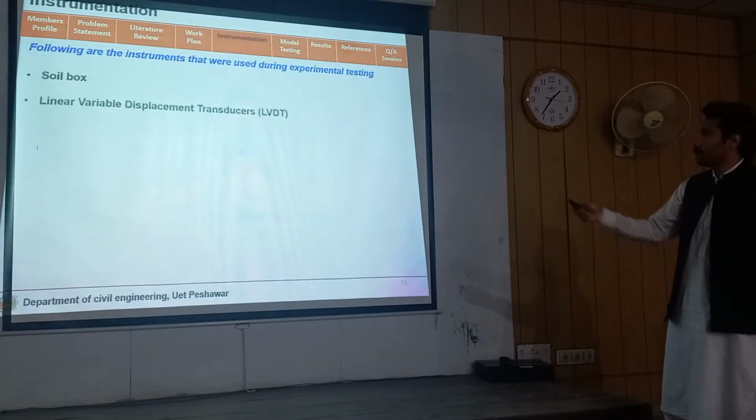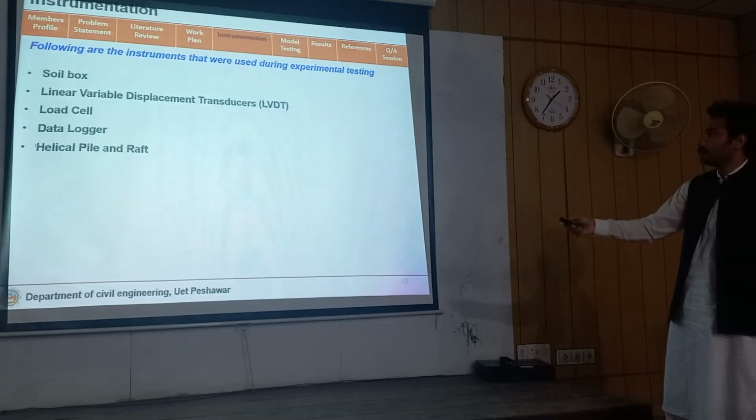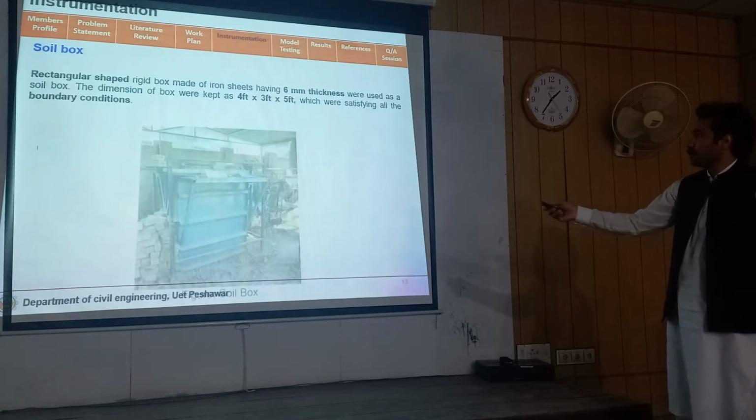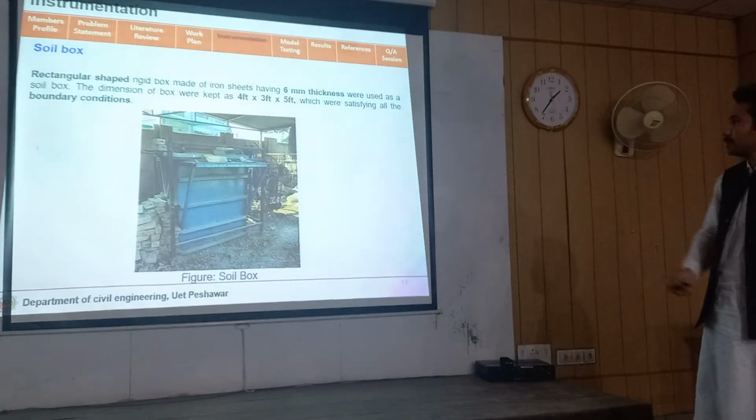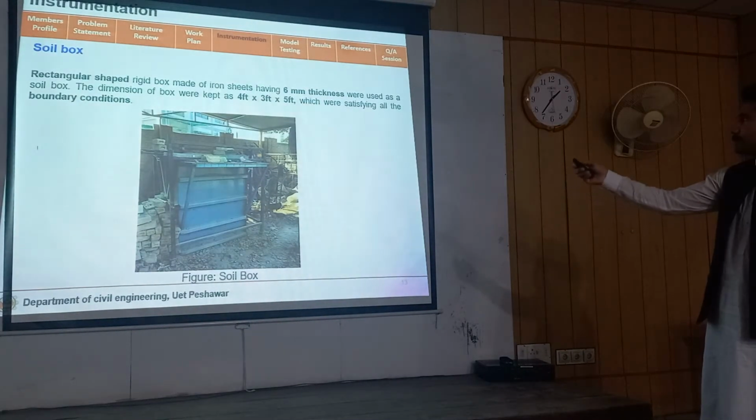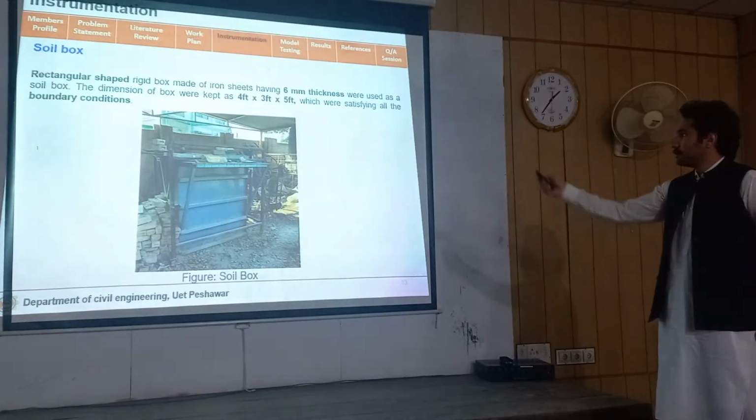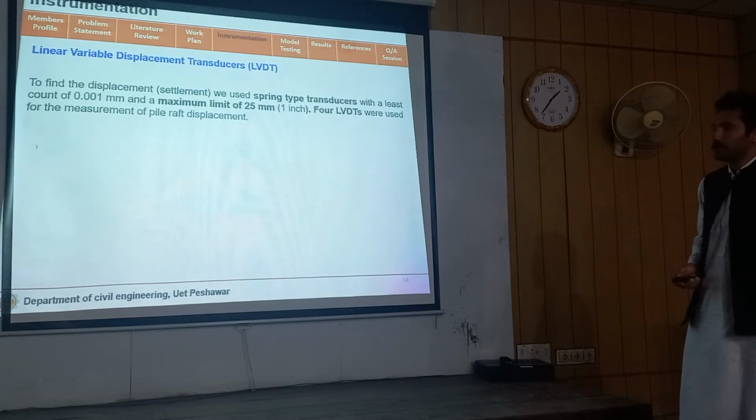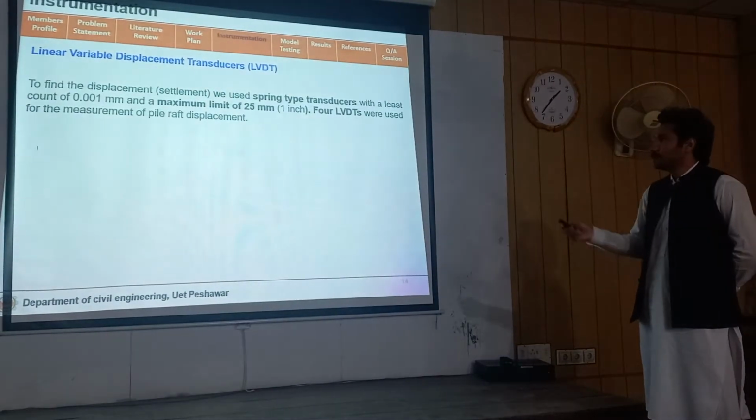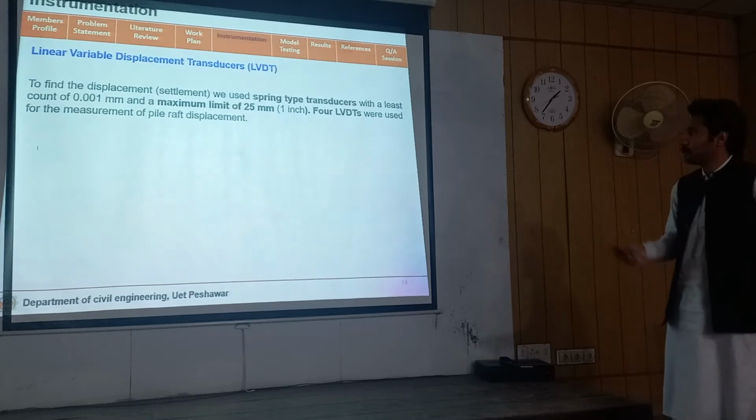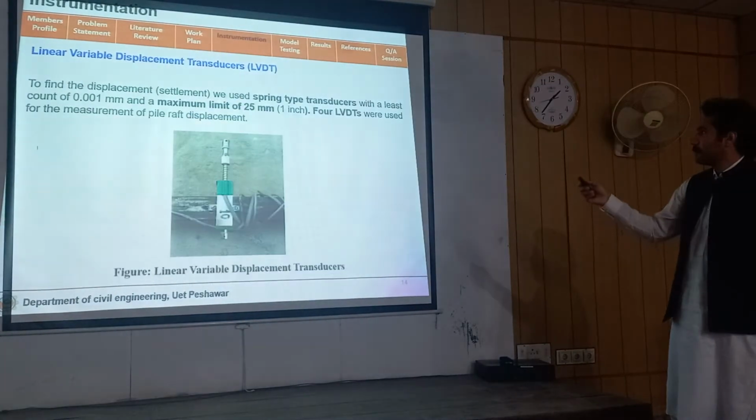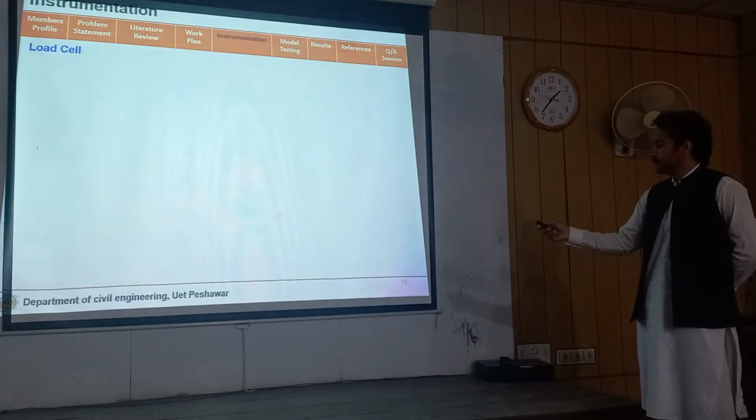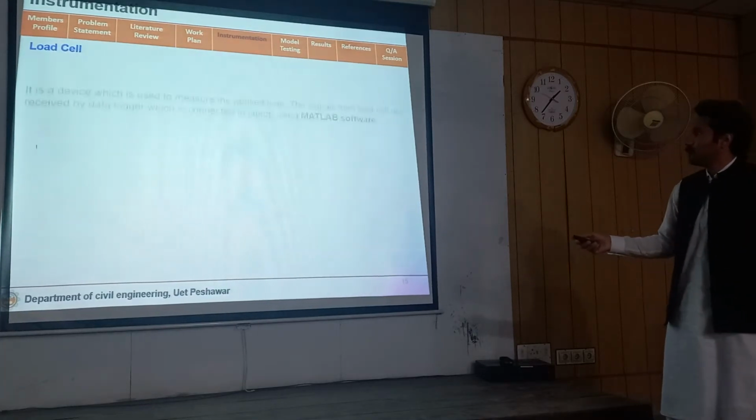Now the instruments, as you can see, can be further explained on the next slide. So first, as you can see in the image, the sand box is basically an iron sheet of 76 millimeter thickness, and the dimensions are 4 × 3 × 5 feet. Second one is the LVDT, linear variable displacement transducer. It is basically to find the displacement or settlement of the pile head. And in our experiment we use 4 LVDTs.